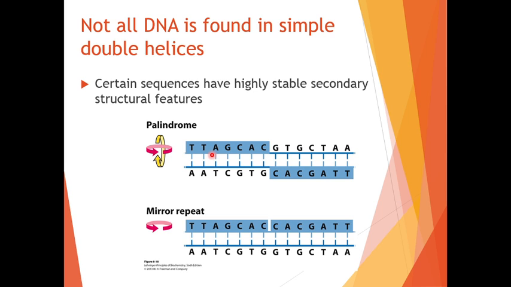So TTAGCAC, if you rotate it about the horizontal axis and you rotate it about a vertical axis. So the horizontal axis is rotating it like this and the vertical axis is like this, and then you will get this shaded portion. So here, as you can see, TTAGCAC is palindromic to this sequence, which is CACGATT.